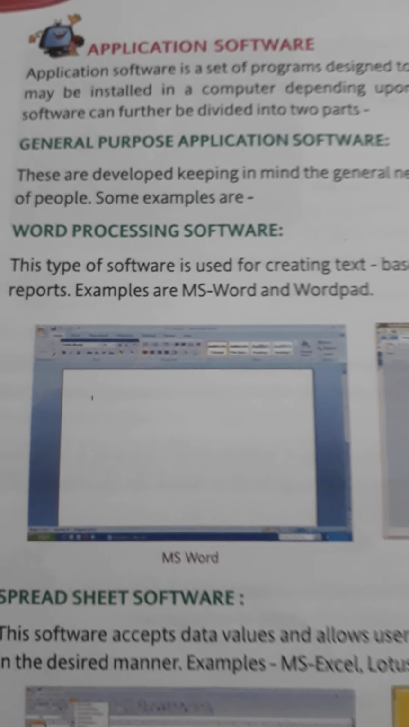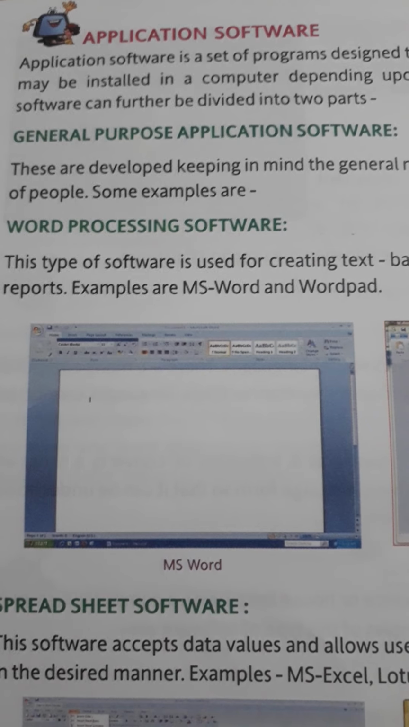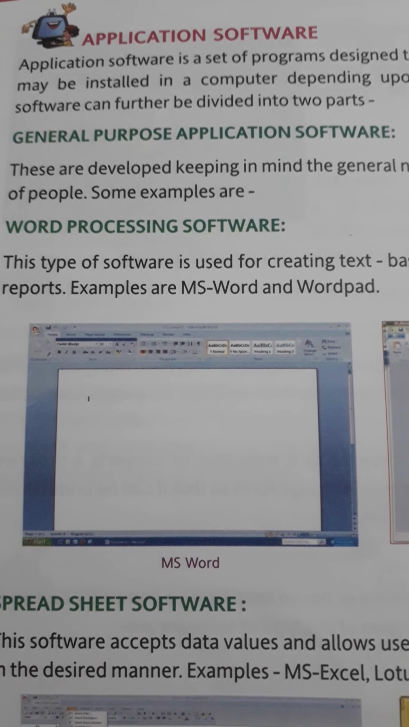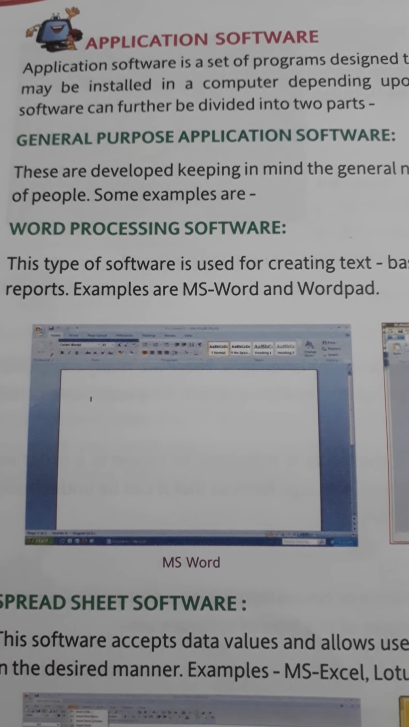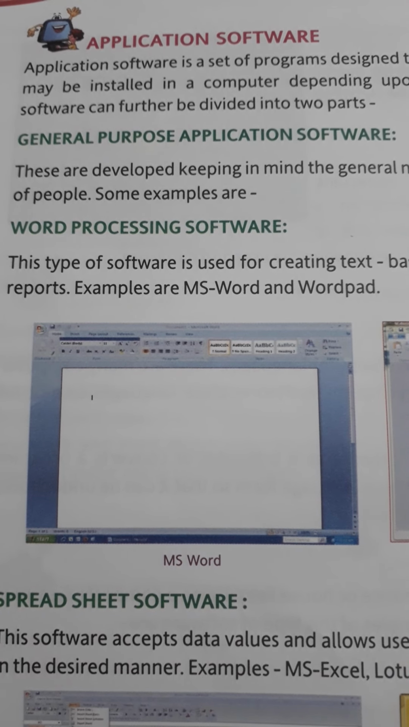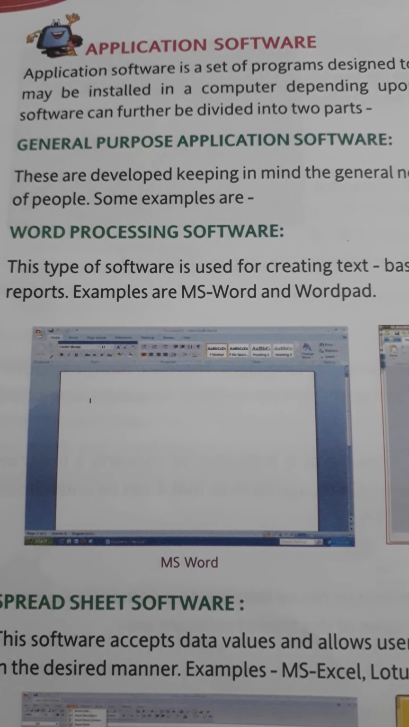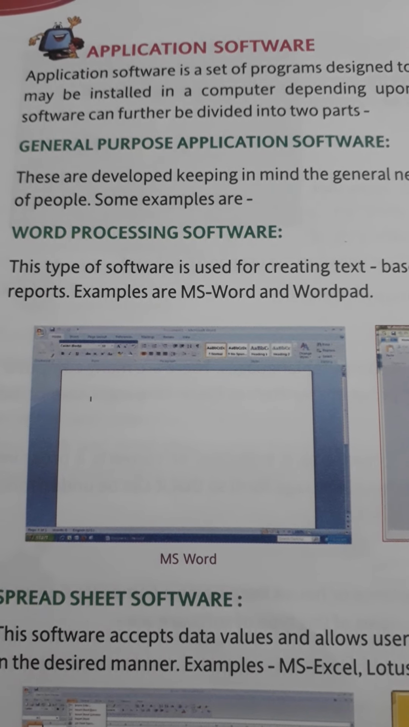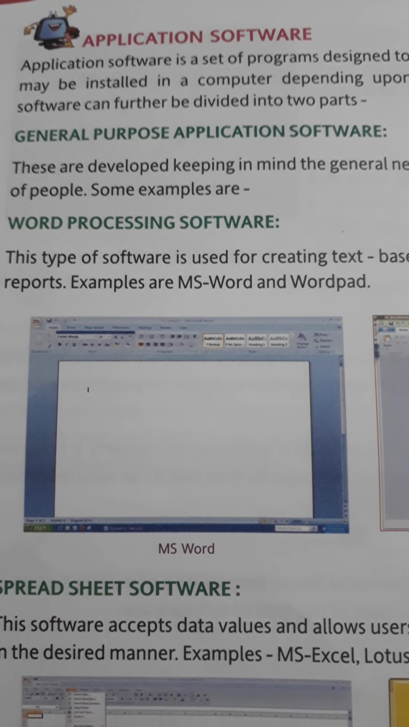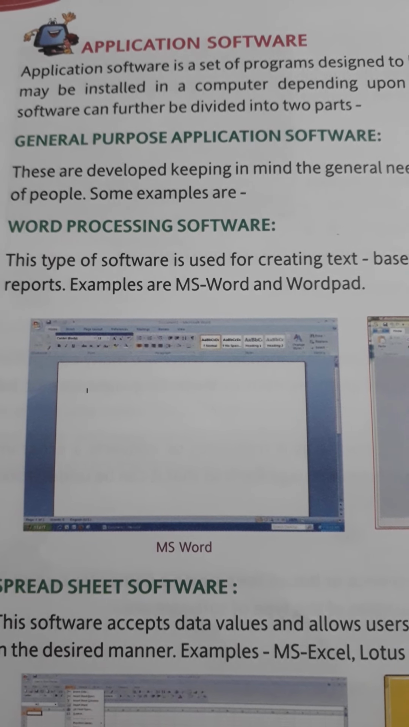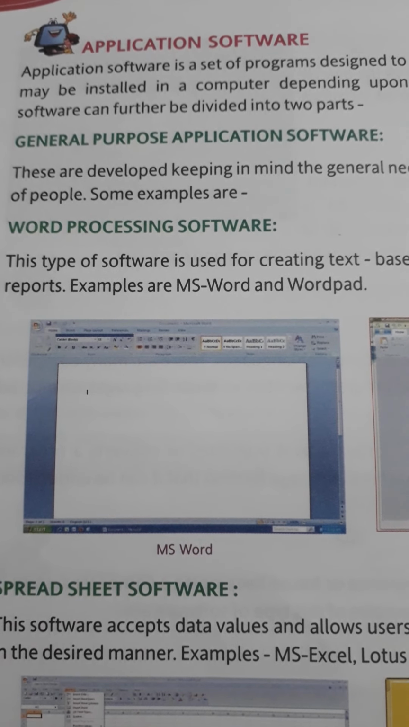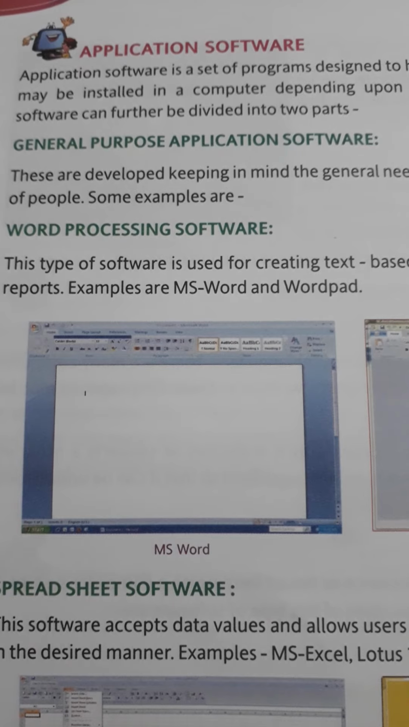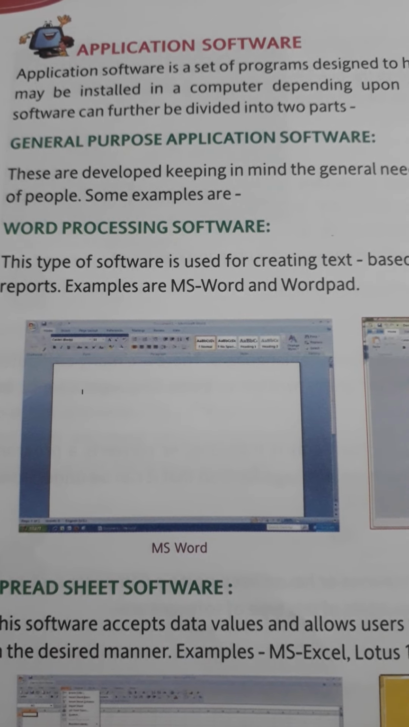Good morning, students. Today we'll see the topic application software. Application software is used to perform a specific task in a computer, or we can say to complete a particular work in a computer, we use application software. This software can be installed or uninstalled from the computer depending on our requirements.